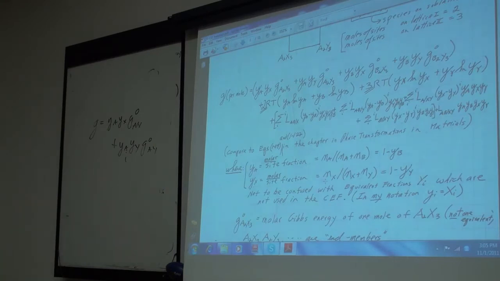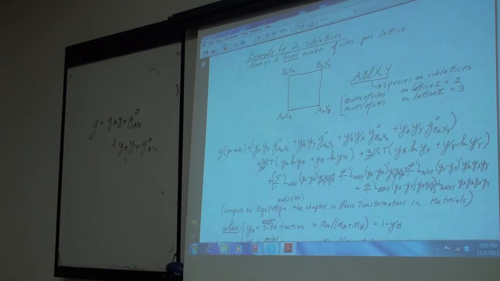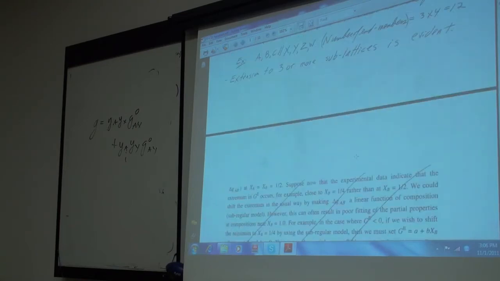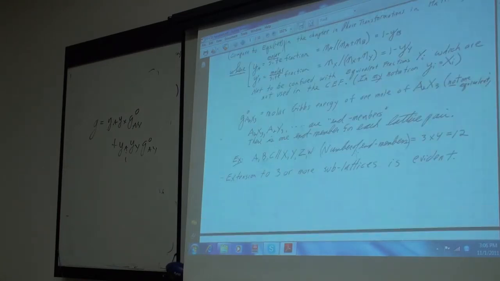And that's the compound energy formalism. I took 2, 3, obviously, whichever, but this here would be N, M, you figure all that. So the extension to 3 or more sublattices is evident.